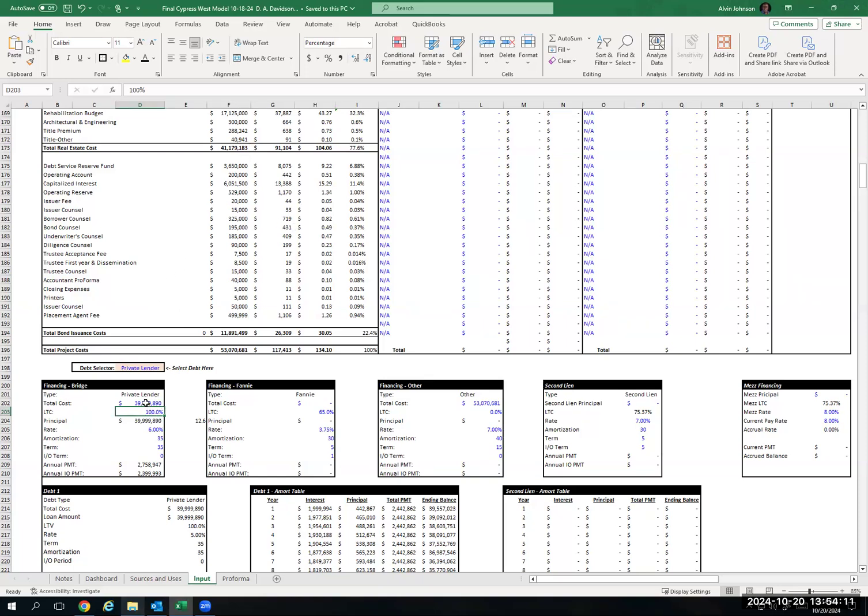And I need to change this total cost equals. Let's see where that came from. That is not what I want to do.